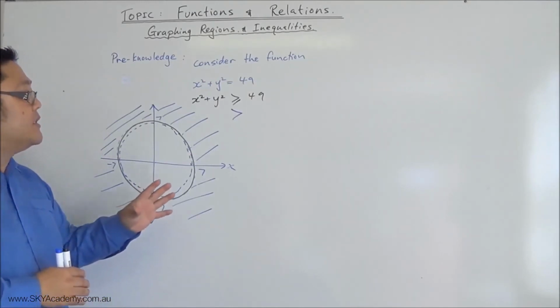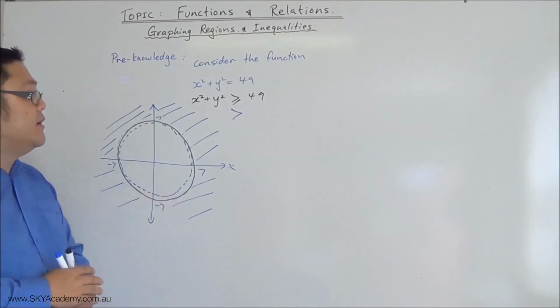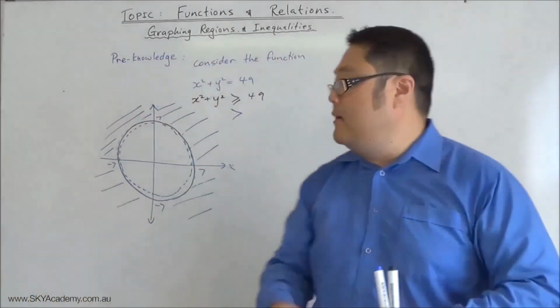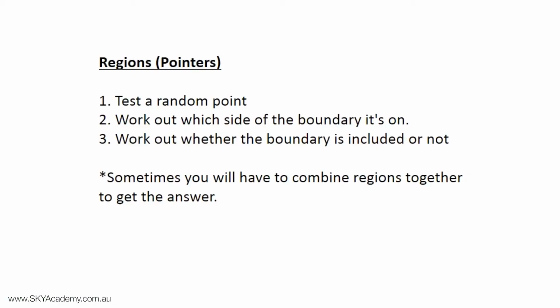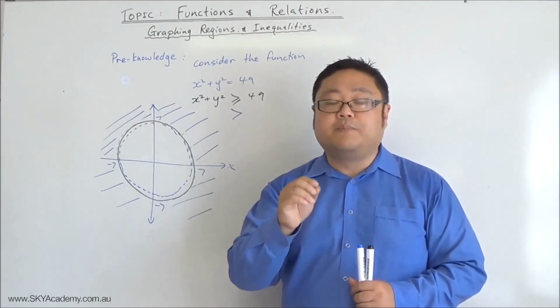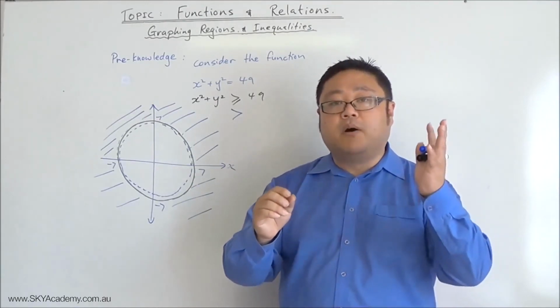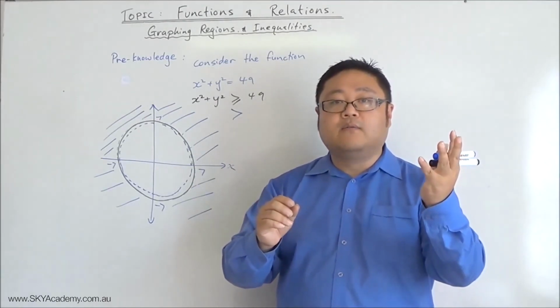The other thing I want to say about regions is, number 1, test the point. Number 2, work out which side of the boundary it's on. Number 3, work out whether the boundary is included or not. But sometimes you will have to combine regions together to get a whole answer, and in the next episode I'll go through a specific example where you combine one region with another region.